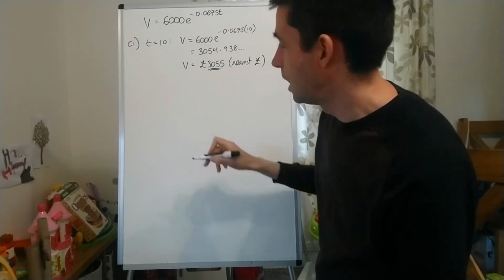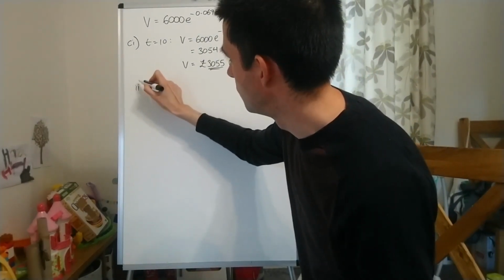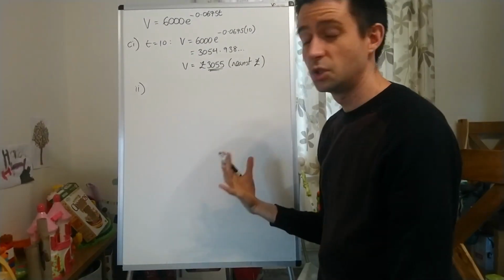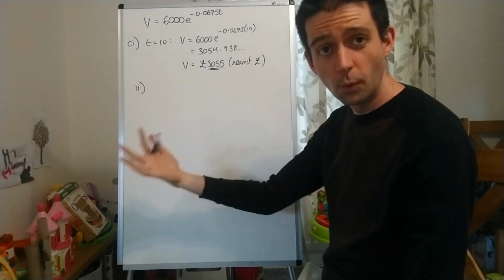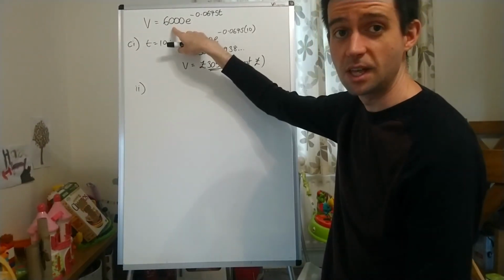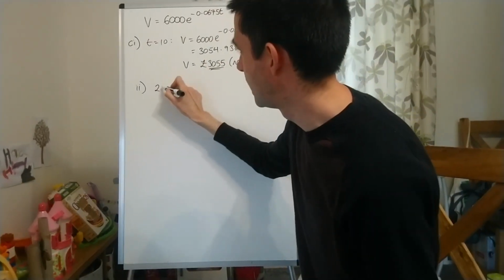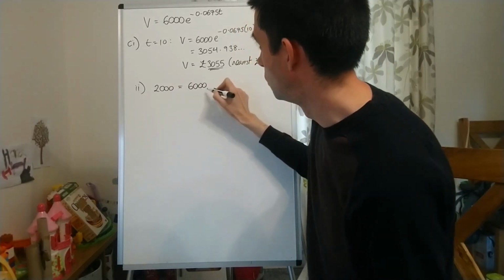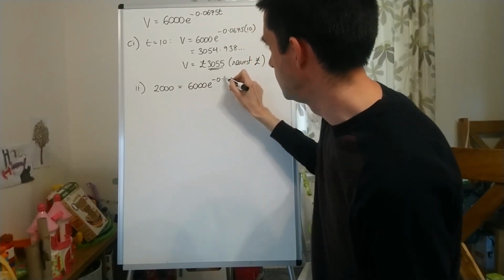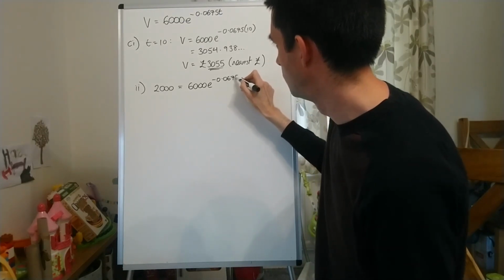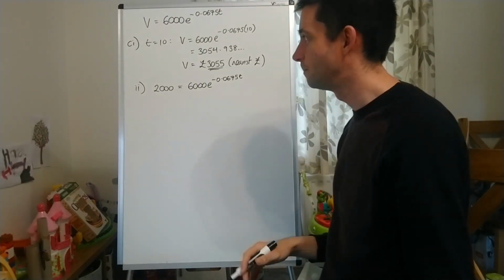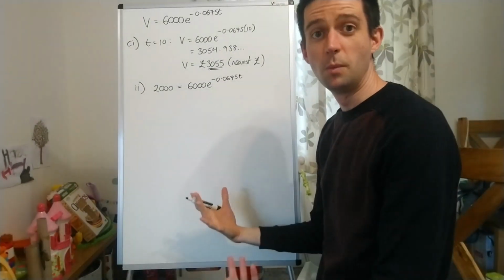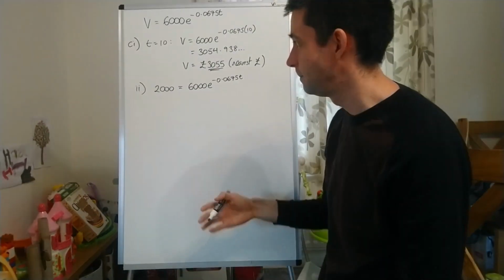Part II says find the time when it's worth 1/3 of its initial value. Okay, so 1/3 of its initial value, well, we worked out that its initial value was 6,000. So 1/3 of that is 2,000. So I'm going to set that equal to the formula 6,000 e to the negative 0.0675t, and solve to find t. This is going to look very similar to when we solved to find k in part B.